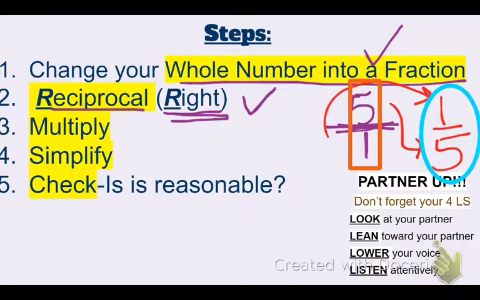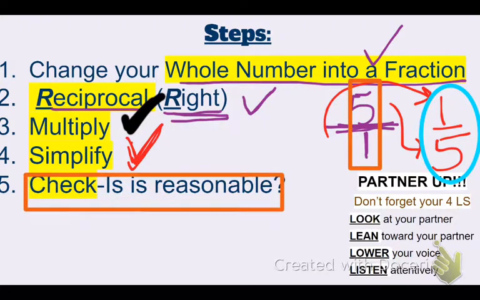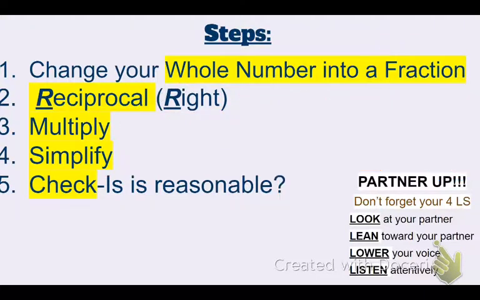We can then multiply for step 3. Finally, after we get an answer and we've multiplied, we have to simplify our answer. Make sure that it's in simplest form. And of course, is it reasonable? Check and see if it all makes sense. 1, create that fraction. 2, right reciprocal. 3, multiply. Make sure it's in simplest form. And does your answer make sense? Is it reasonable? Let's see what it looks like with actual math problems.